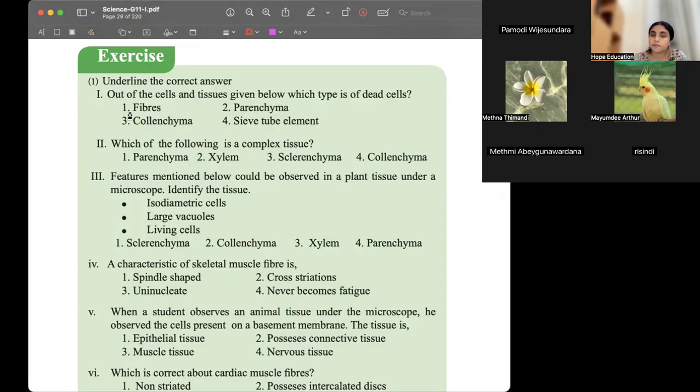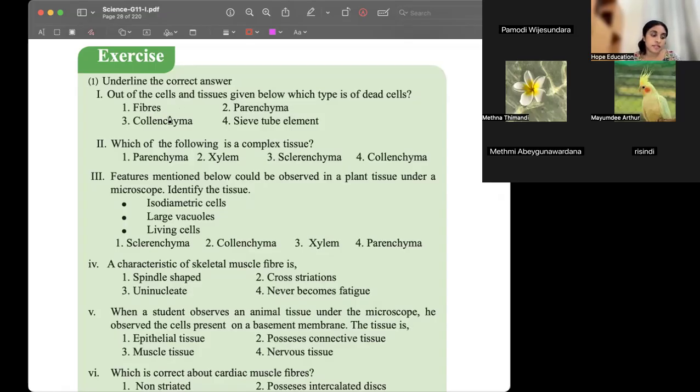Why are they dead? Why are sclerenchyma fibers dead? Because lignin is deposited in the cell wall. Since sclerenchyma has lignin in the cell wall, they are dead, because lignin completely seals the cell wall. Yes, deposition of lignin.